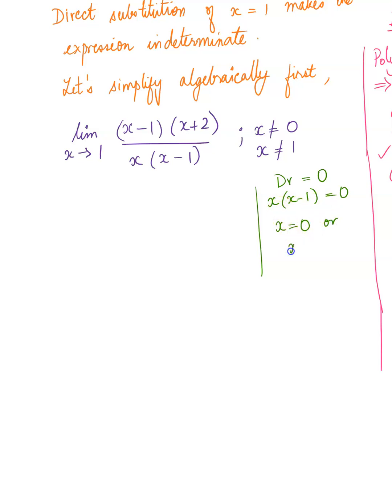So either x is 0 or x minus 1 is 0. So solve for each one of them. That's x equals 0, x equals 1. So 0 and 1 are the two troublesome values that will make this function go undefined.